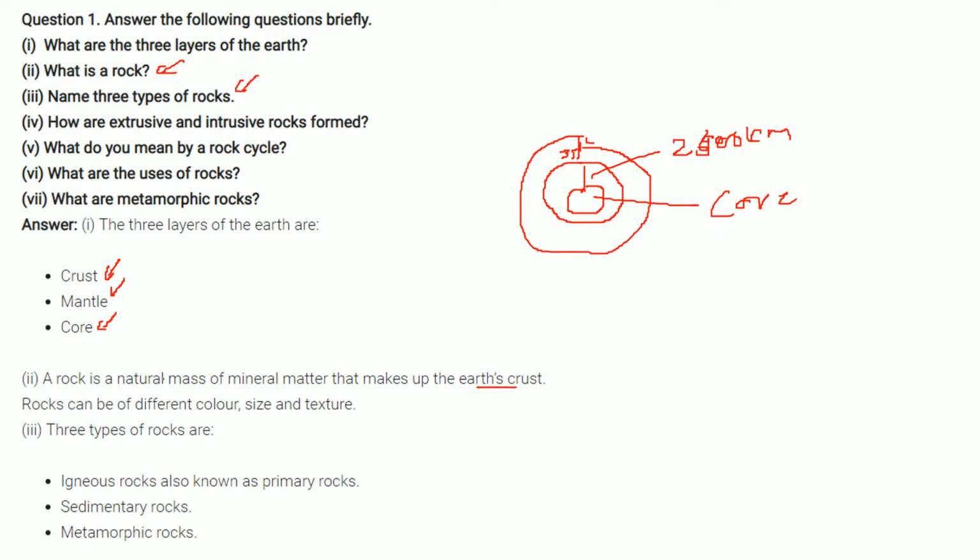So three types of rocks are igneous rocks, also known as primary rocks. Then we have sedimentary rocks. Then we have metamorphic rocks.